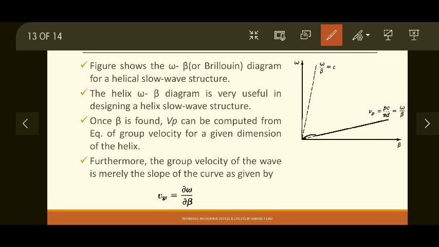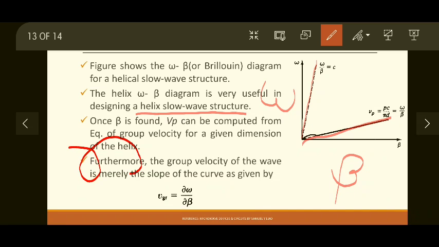This diagram is a plot of phase constant beta versus angular frequency. When the wave is traveling at the speed of light, omega upon beta will be like this, but when it is slowed down, this ratio will come down to a lower slope. The helix omega beta diagram is very useful in designing a helix slow wave structure. One important thing is what the pitch angle and the value of pitch should be while designing a helical slow wave structure.